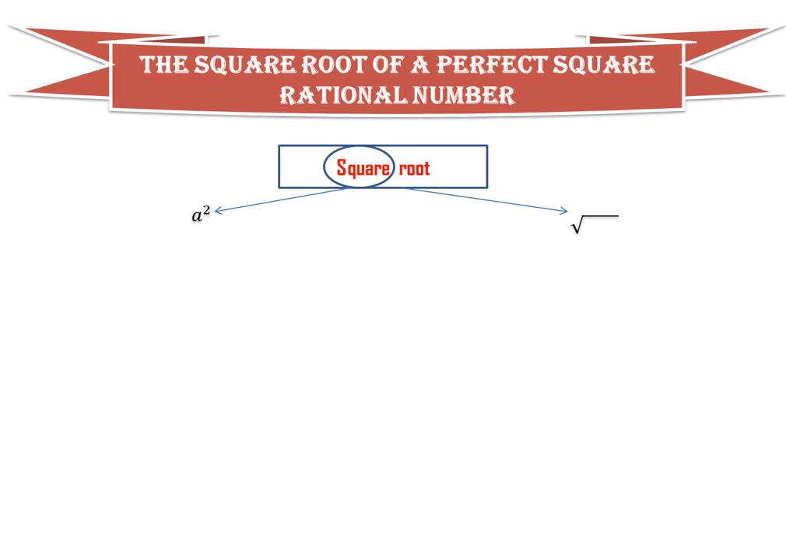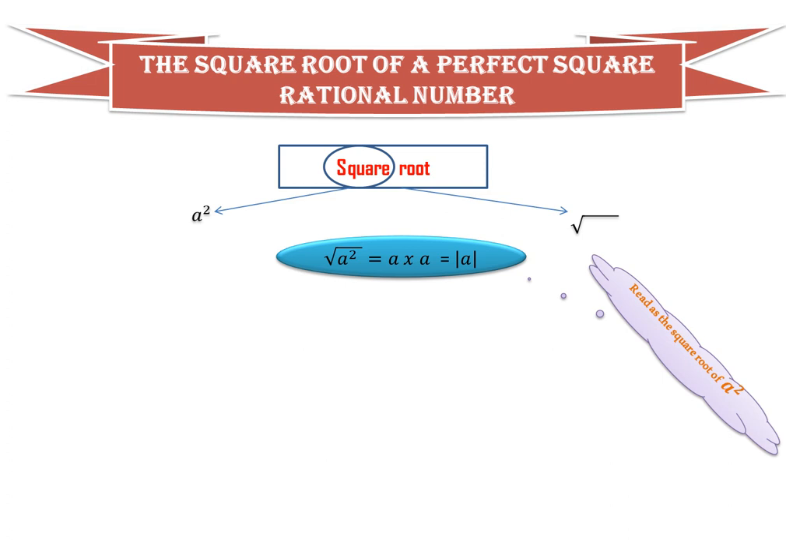For example, we search for what times what equals 4, what times what equals 9, and what times what equals a power 2, or a squared. Then a times a equals a power 2, then the positive square root of a squared equals the absolute value of a. It is read as the square root of a squared.